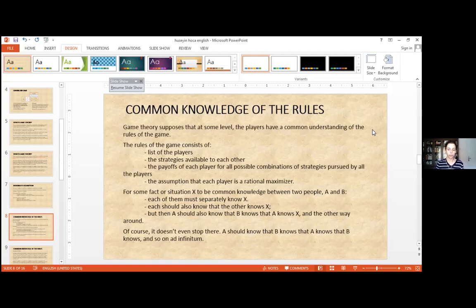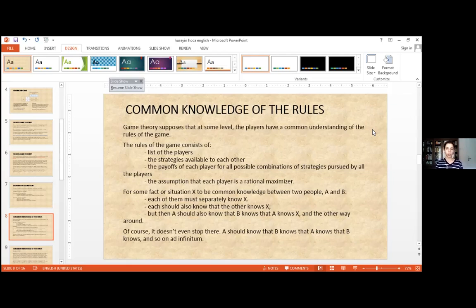Whether these rules are in the deeper game are fixed. So the rules of the game consist of the list of players, the strategies available to each of them, the payoff of each player for all possible combinations of strategies pursued by all players, and the assumption that each player is a rational maximizer.